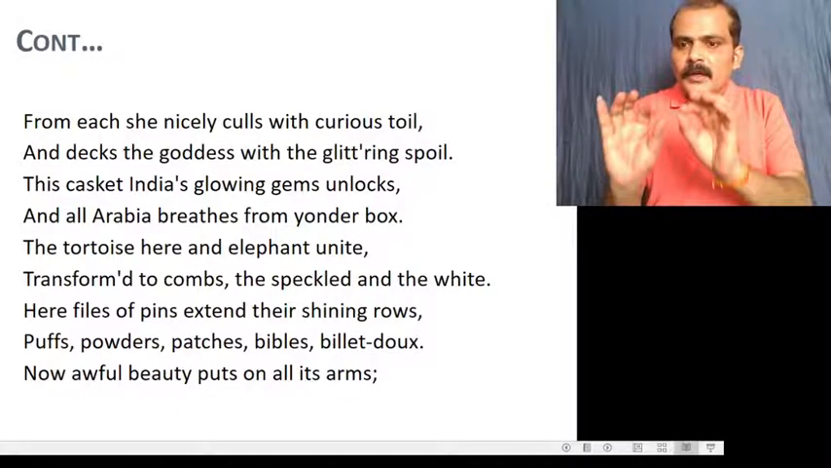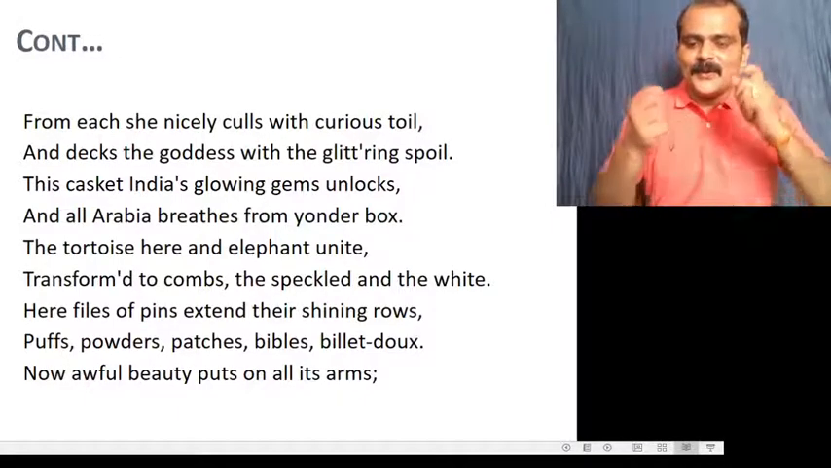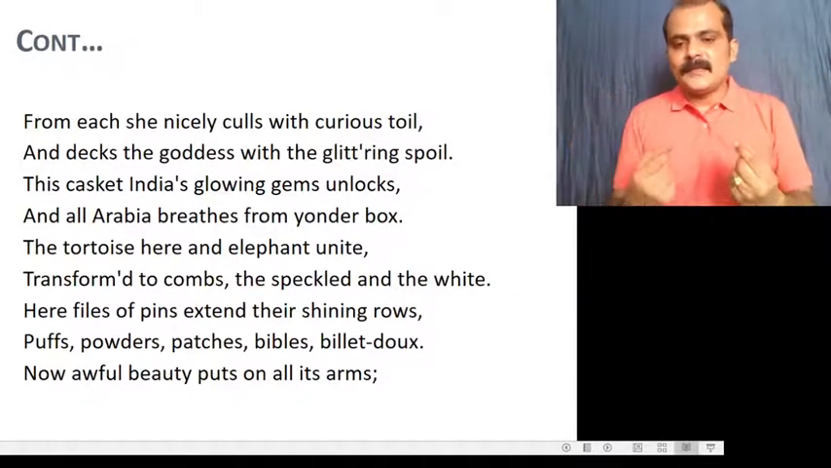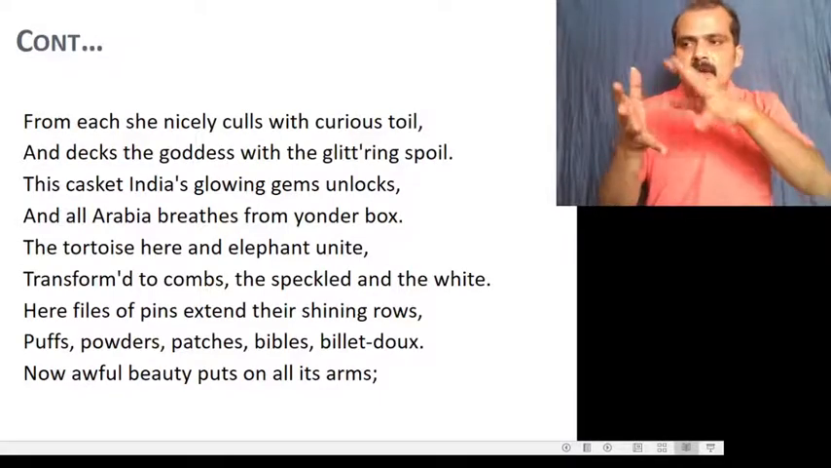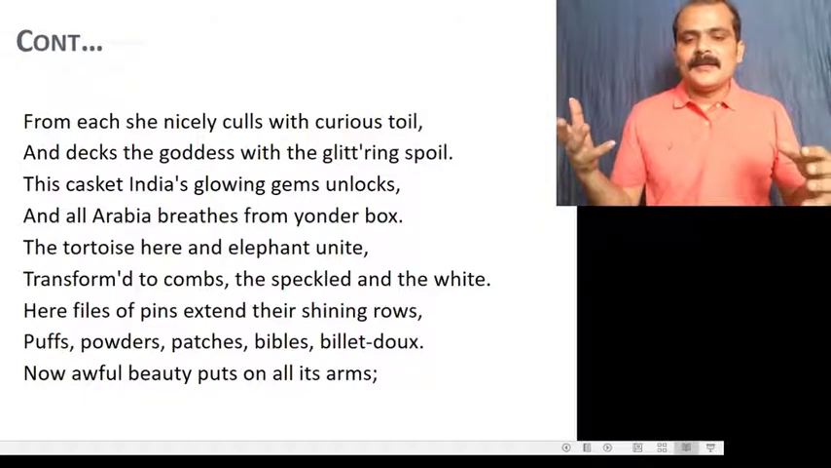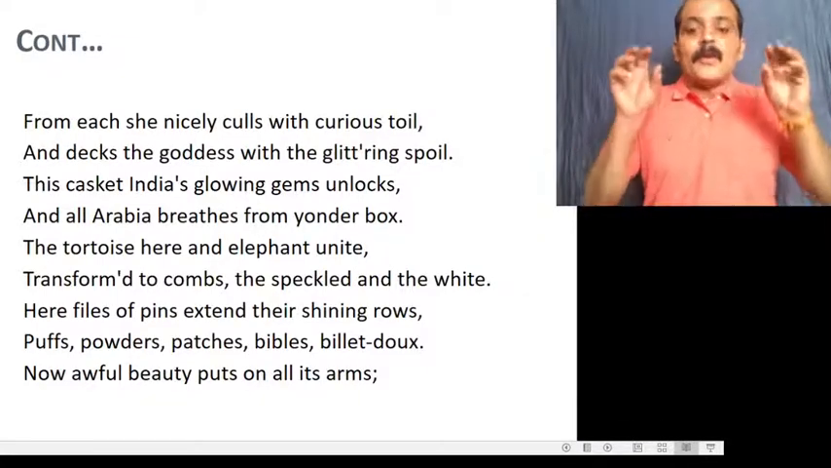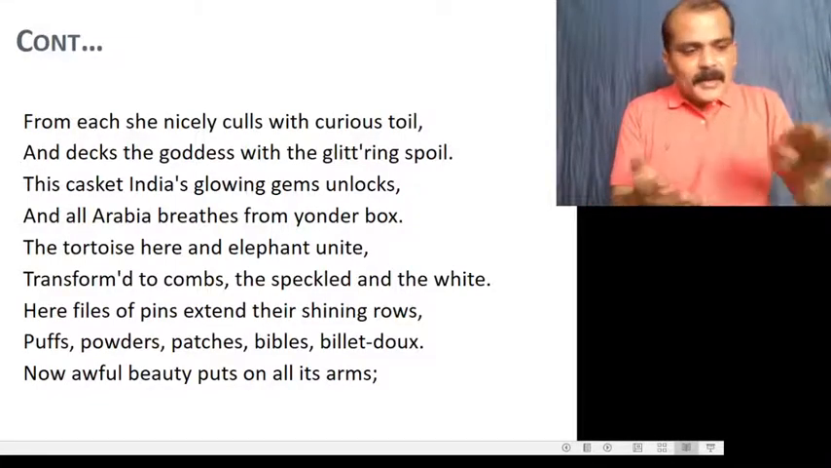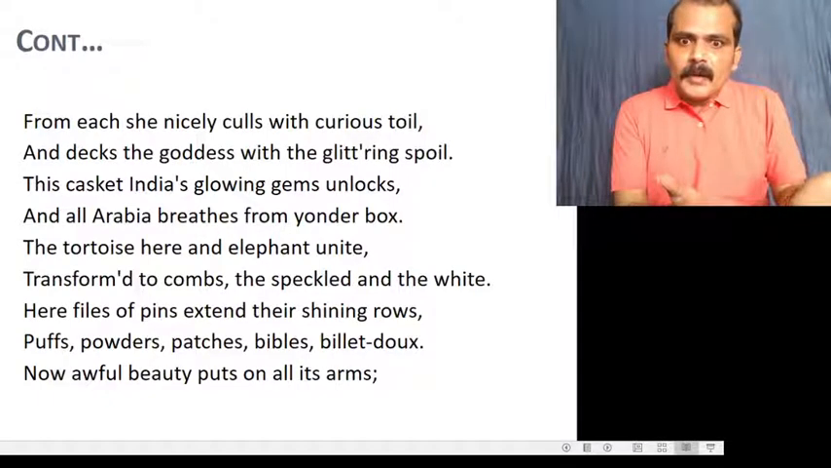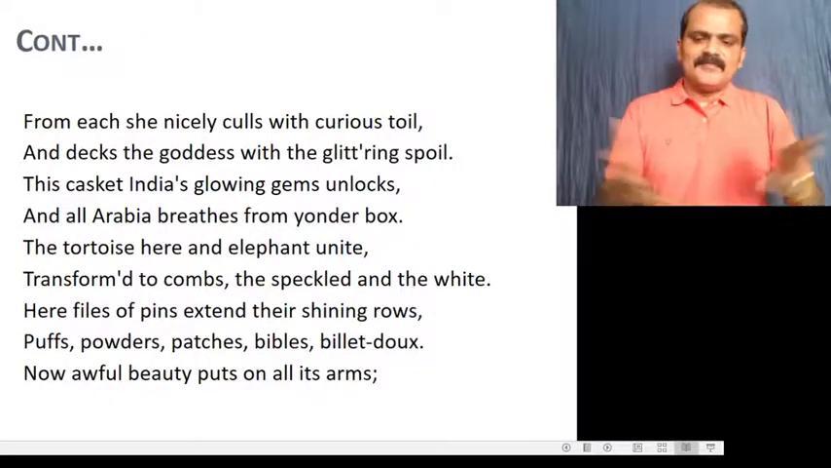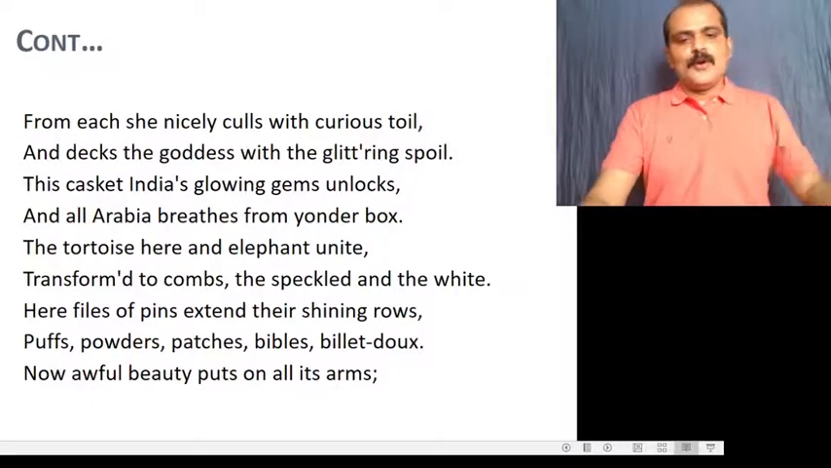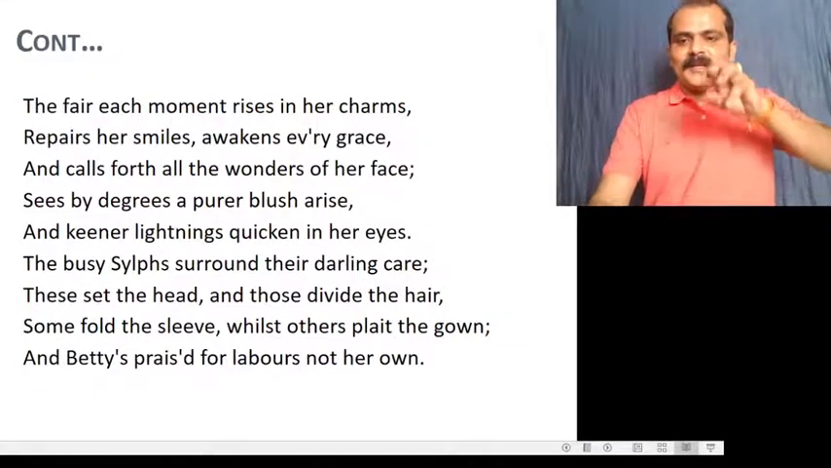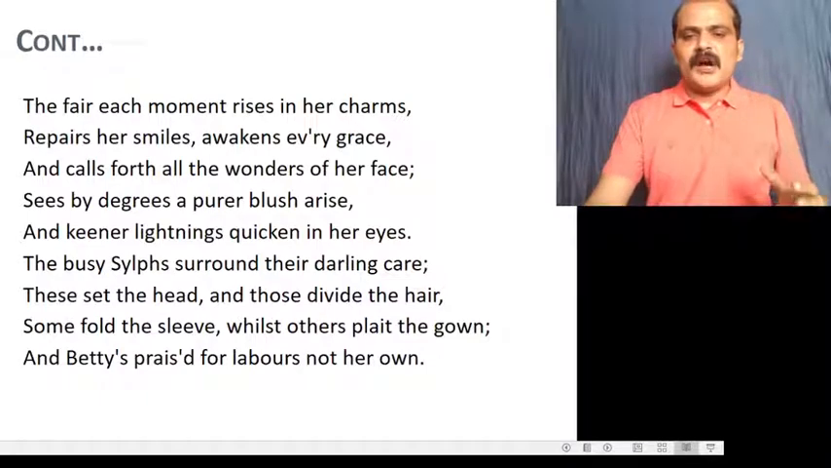And even here, files of pins. Look at that, a grand variety of pins extended their shining rows, row-wise. Look at that, it is not only that, there are puffs, powders, patches, and even Bibles beside that. Billet-doux. Now awful beauty puts on all its arms. Look at how, each and every moment, the fair rises in her charms.